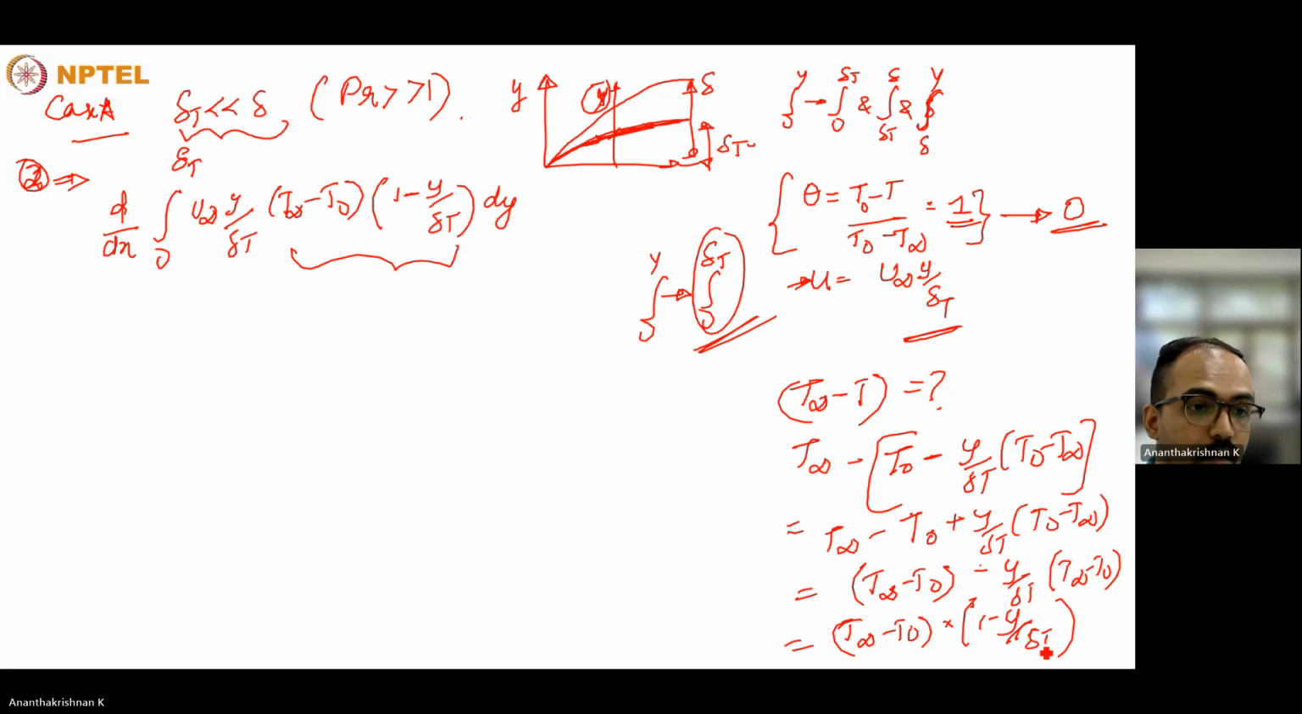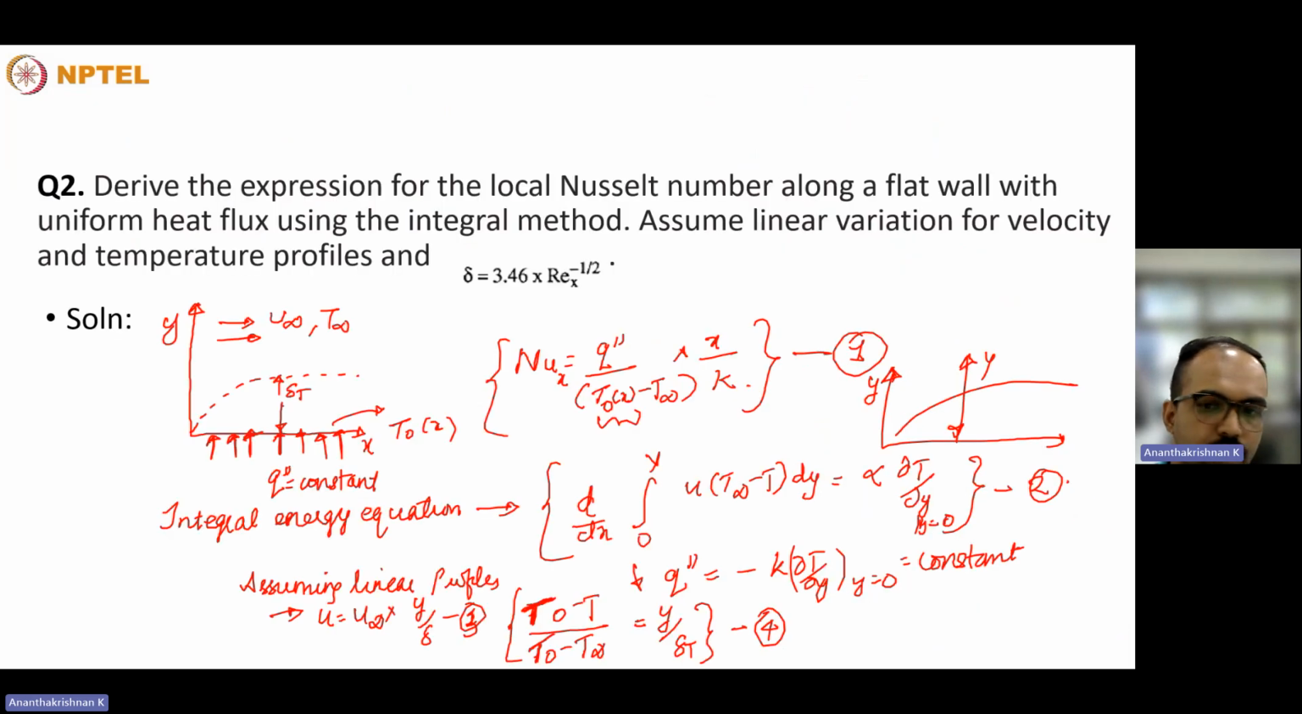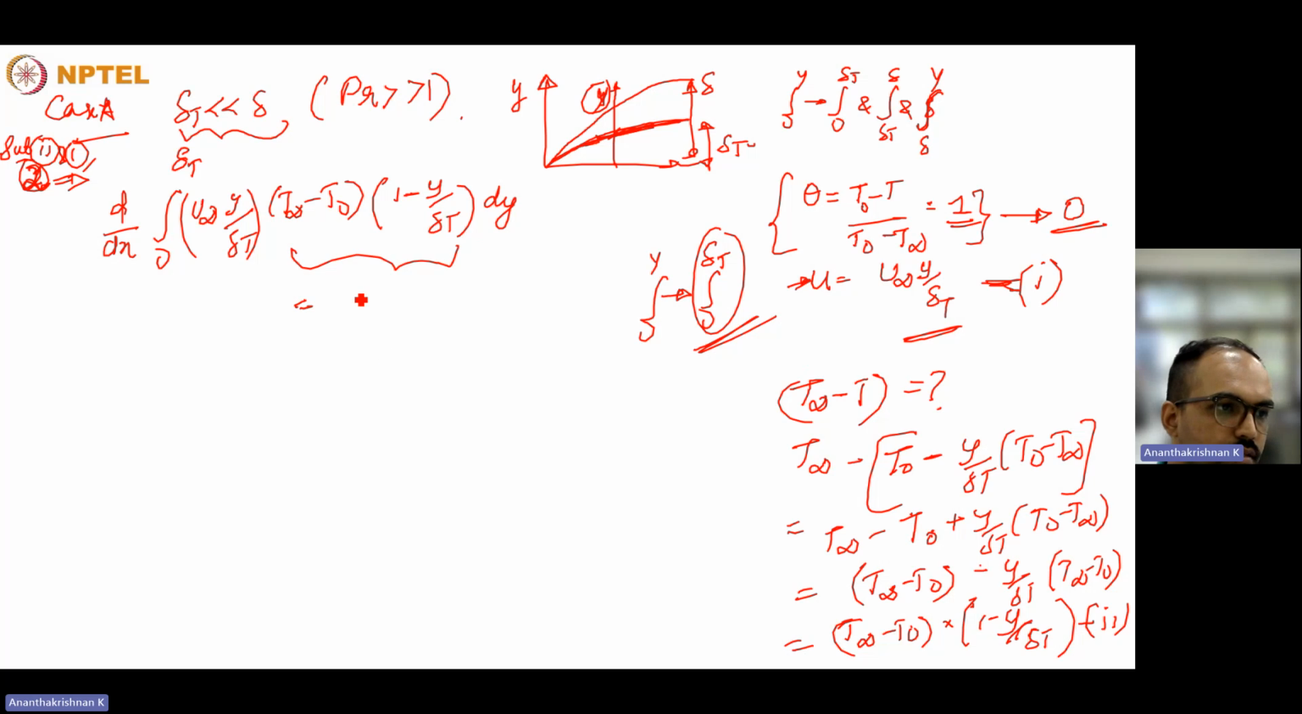So in the original equation, it is in the form of T infinity minus T. That will reduce to (T infinity minus T0) into (1 minus y by delta T). So that is substituted in this equation. We can write this as 1, and this as 2. So here we are substituting 2 and 1 in the original second equation, and you'll get it reduced in this form. On the right hand side, we can write it in the form of alpha dT by dy at y equal to 0, which can be written as a linear differential, (T infinity minus T0) divided by delta T.